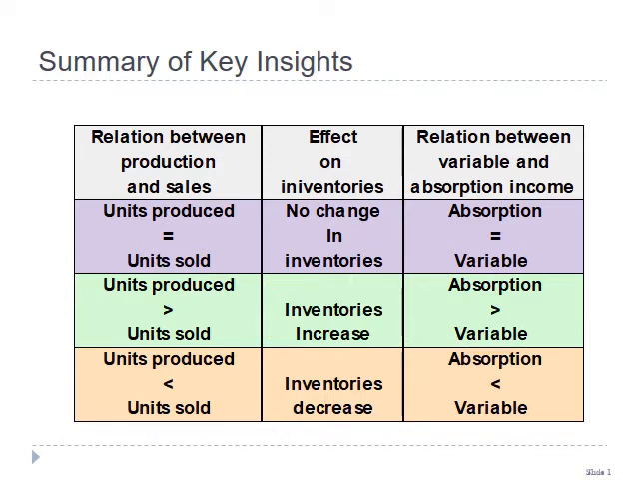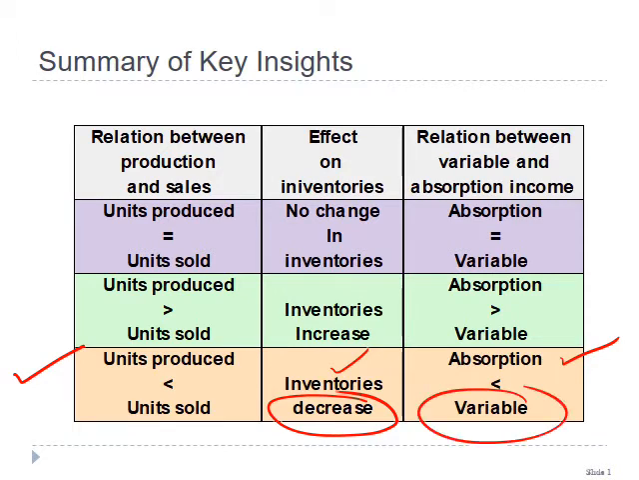The last point is, what if units produced are less than units sold? It means we sold more than we produced. In that case, inventory is going to decrease because we sell more than we produce. It means our inventory is going to be used, so inventory is going to decrease. And in that case, absorption costing net operating income will be lower than variable costing net operating income.